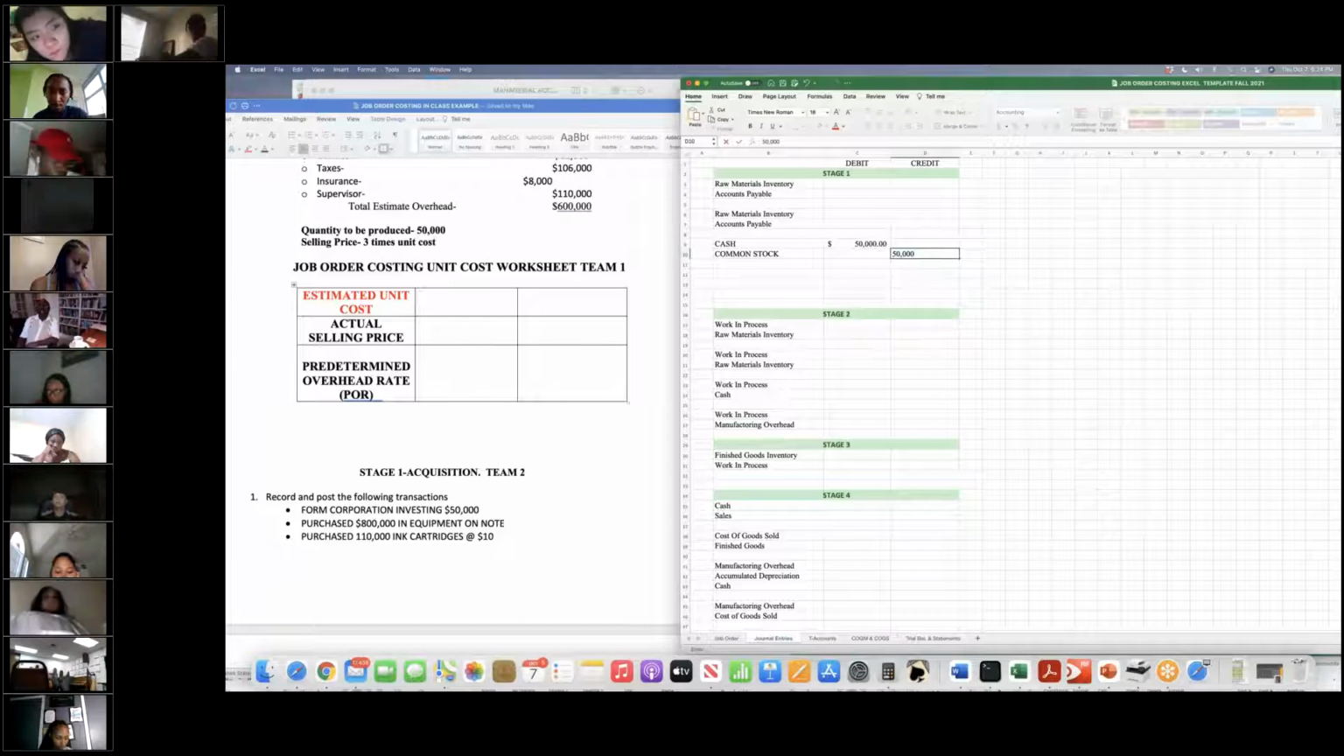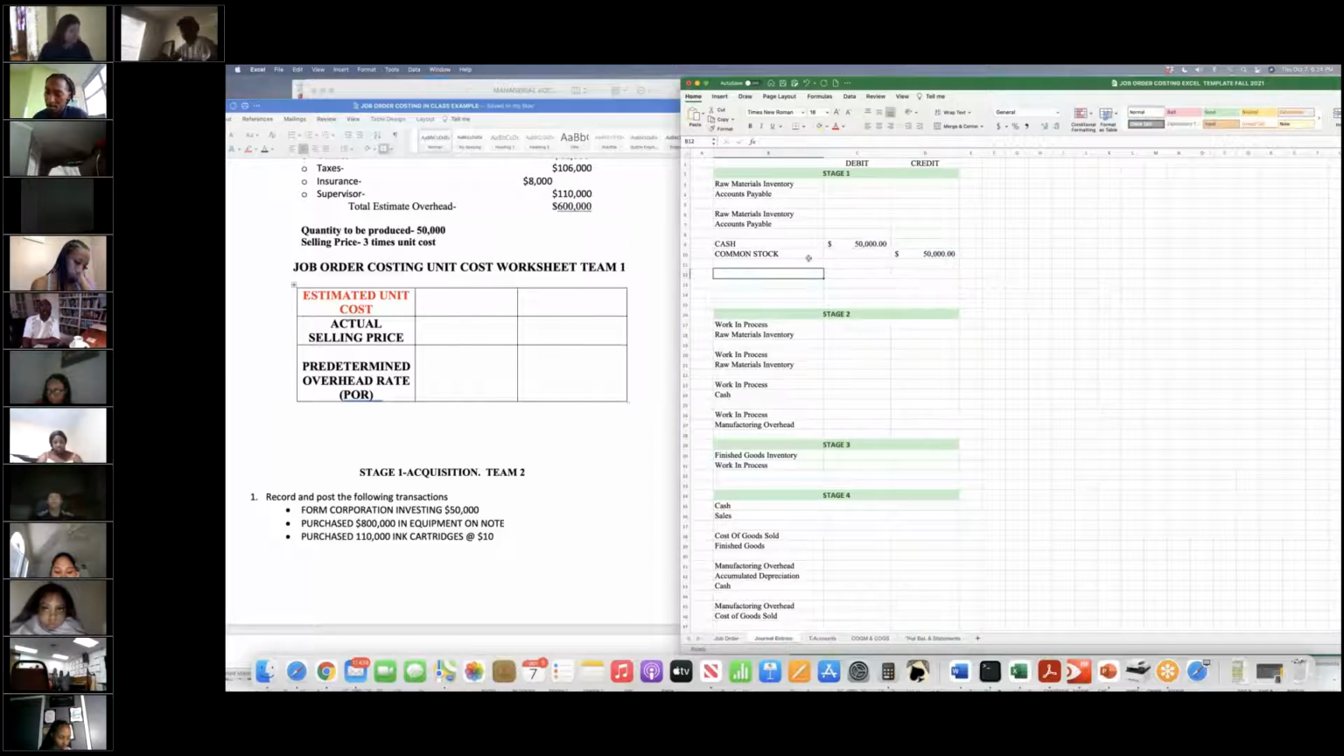This is virtually always the first journal entry a corporation makes because it has to have a bank account. It has to issue stock, and the cost of that stock goes in the bank. So the person forming this corporation took $50,000, put it in the bank. He or she got stock certificates back.